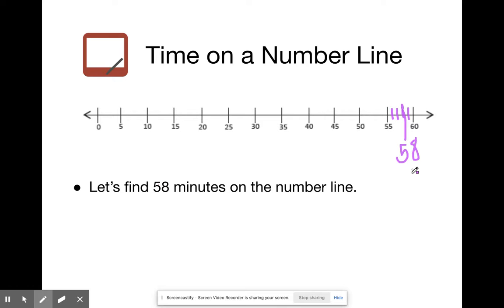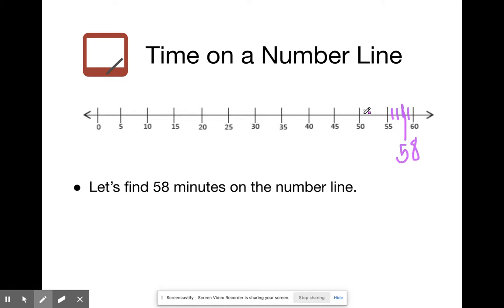Now see if you could find, now that we have 58 labeled, I'll give you one more second to do that. But now that we have that 58 labeled, let's see if we could find another number. Let's see if we could find 52 minutes. So I know that 52 is going to be somewhere between 50 and 55.